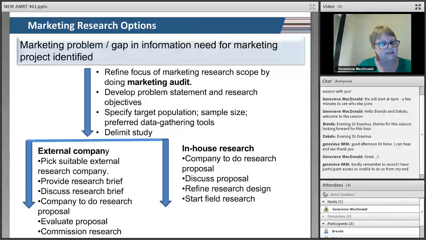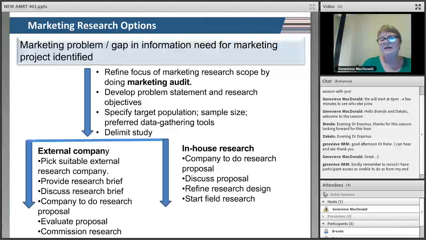And then you discuss the research brief with this external company, and you request a proposal from them. RFP, I'm sure you've heard the term. And when they give you the proposal, you evaluate the proposal, and then you decide who you are going to ask to do the research. And this is again when the time limits and the budget and stuff comes in, and you decide whether it's worth your while as the company to ask these people to do it.